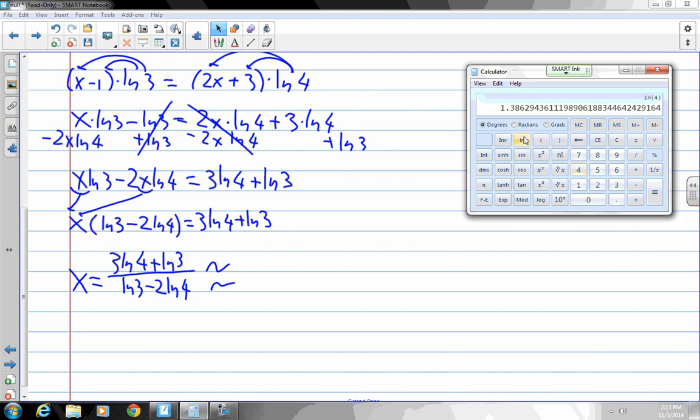Natural log of 4 times 3. So that's that. Plus natural log of 3. So that's that. That's my numerator. And then I have to divide it by, and I'm probably going to have to put it in parentheses, open parenthesis, ln of 3 minus 2 times ln of 4, close parenthesis. Yeah, so negative 3.14.